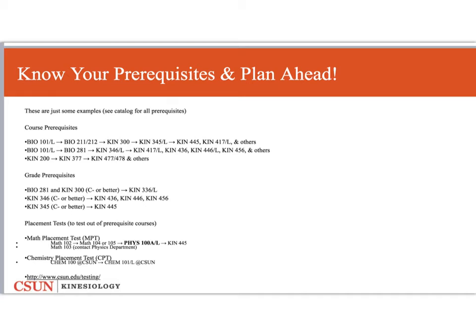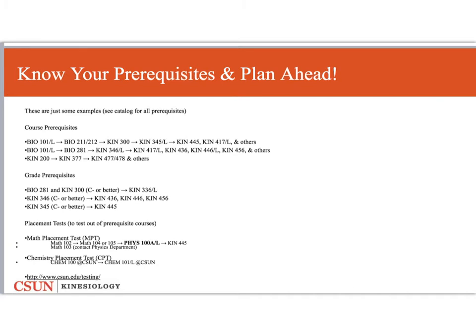I mentioned before Kin 477 and 478. All exercise science, applied fitness, and PE options are required to take 477 and 478. The prereq for that is 377, and the prereq for 377 is Kin 200. So a 3-course sequence. So you can start to see why it's important to get these courses, Kin 200, your anatomy, your physiology, as early as possible. I've seen many students have to come back a 5th semester because they didn't plan accordingly.